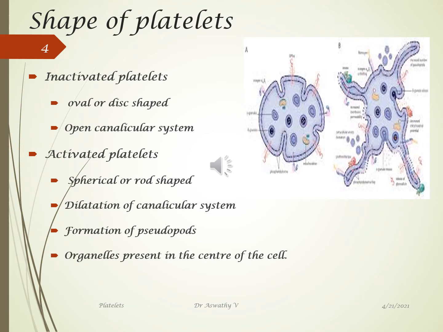Then activated platelets are spherical. There occurs dilatation of the canalicular system. Why? Because in order to extrude the contents of the granules into the exterior of the cell. Then they develop pseudopods because they require pseudopods to move into a particular site of endothelium rupture in order to stop the flow of blood through there.